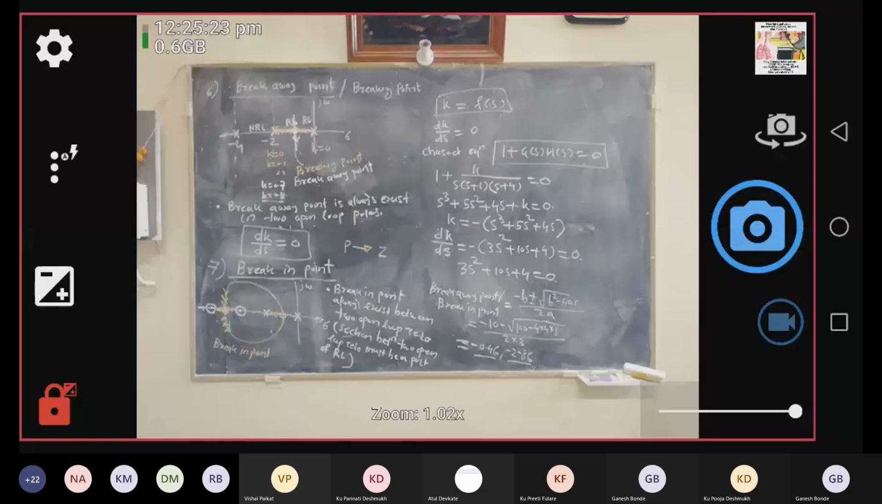Then the last step, write down the last step, 9th step: intersection of root locus with the imaginary axis. So step number 9 is the intersection of root locus with imaginary axis.